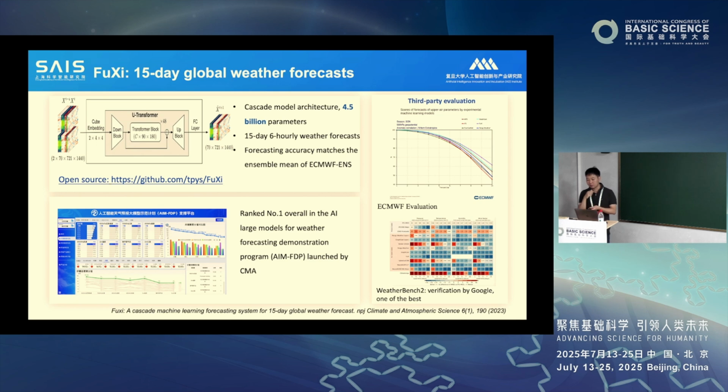And also there are some third-party evaluations, for example, by the ECMWF and by Google WeatherBench 2. The performance of FuXi is also similar to what we presented in our paper.